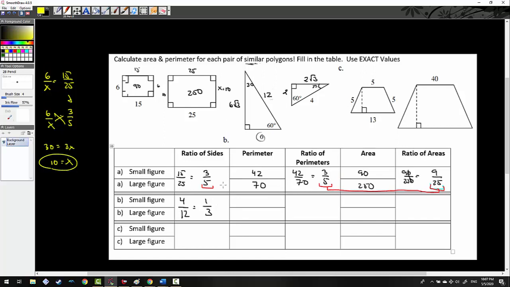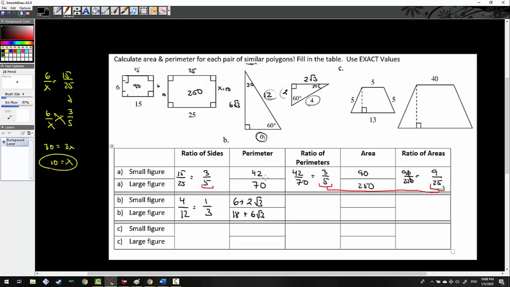Okay, now let's go and take a look at the perimeters of the triangles. So from here, the small triangle is going to be 2 plus 4, so that's going to be 6, plus 2 rad 3. If I look at the perimeter of the large triangle, that's going to be 6 plus 12, so that's going to be 18 plus 6 rad 3. Let's go and take a look at the ratio of perimeters.